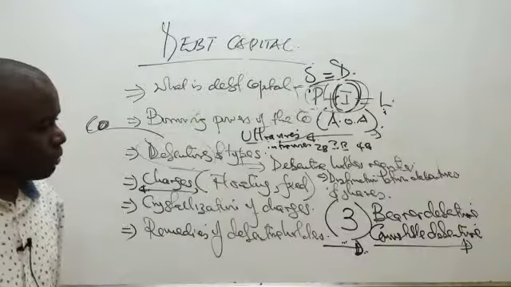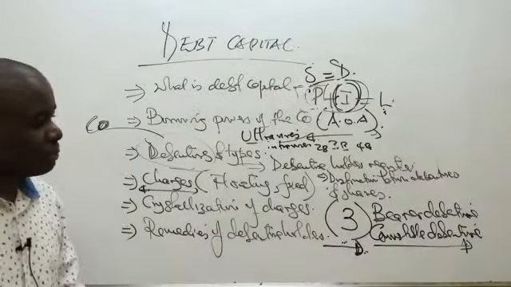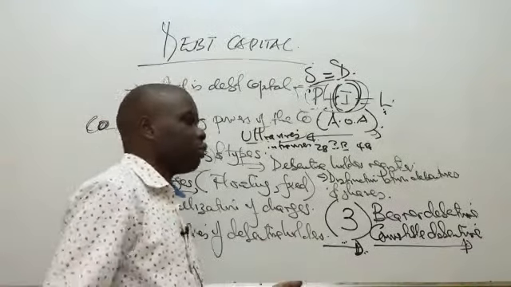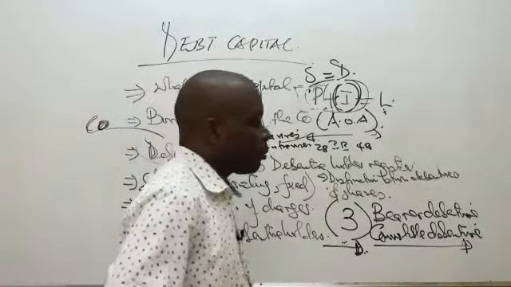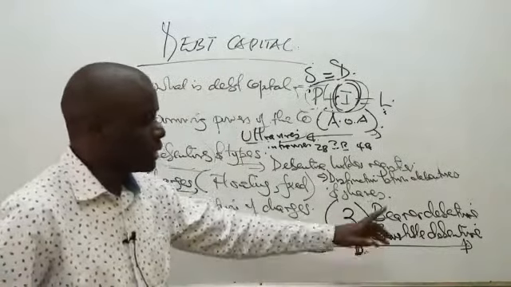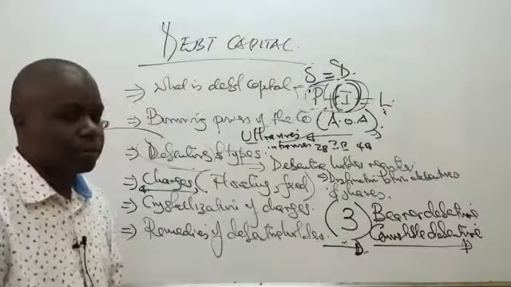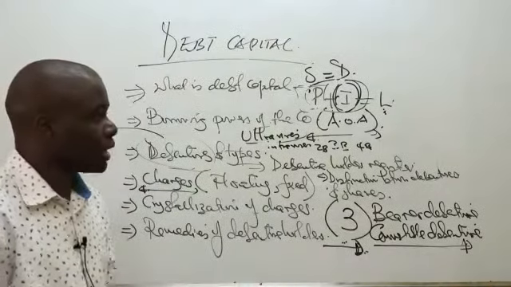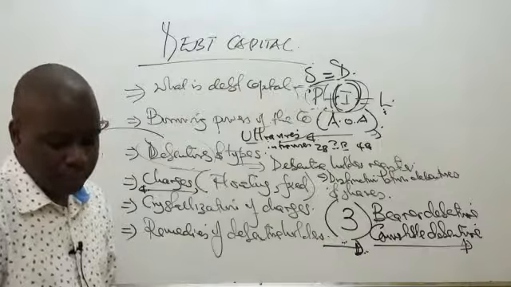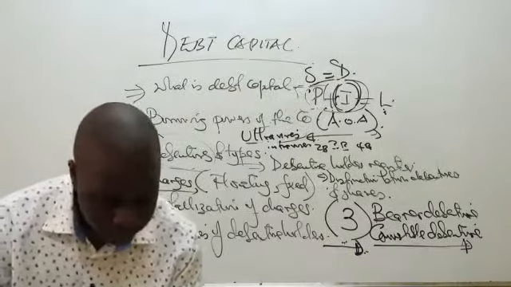The other thing you have to note is that both of them can be redeemed. Remember, we've learned about redeemable preference shares. Here also I've mentioned a class known as redeemable debentures. So both of them can be redeemed. That is a similarity you can mention.